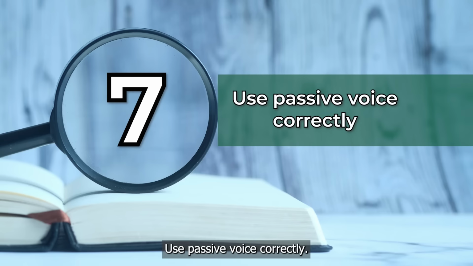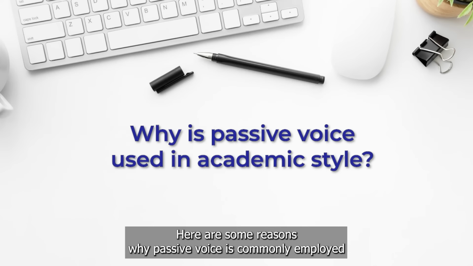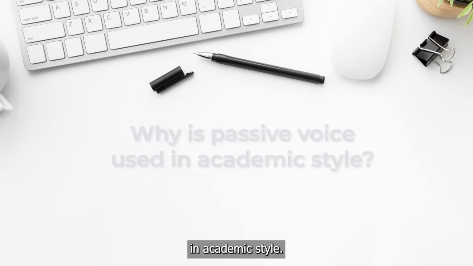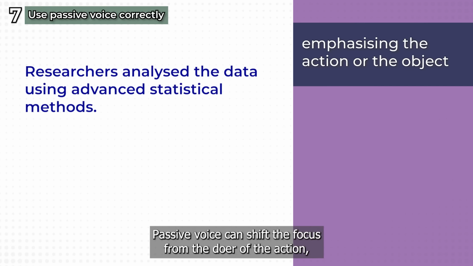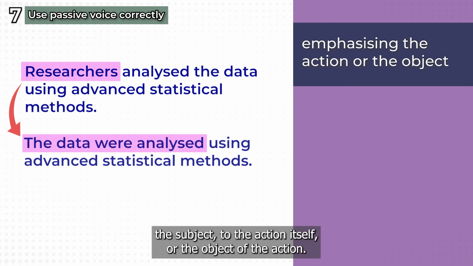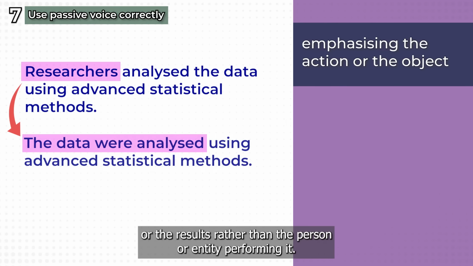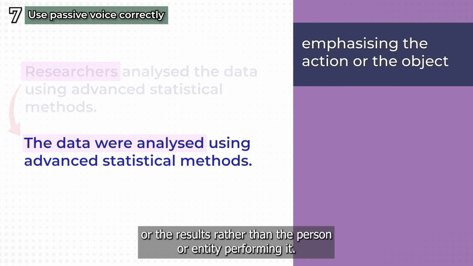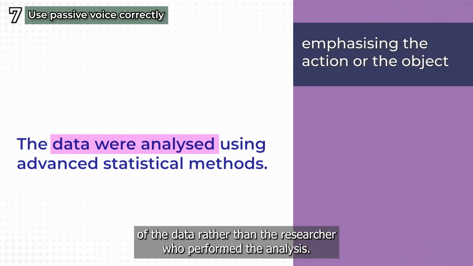7. Use passive voice correctly. Here are some reasons why passive voice is commonly employed in academic style. Emphasizing the action, or the object. Passive voice can shift the focus from the doer of the action, the subject, to the action itself, or the object of the action. This is particularly useful when you want to highlight the importance of the action, or the results rather than the person, or entity performing it. In this sentence, the emphasis is on the analysis of the data rather than the researcher who performed the analysis.